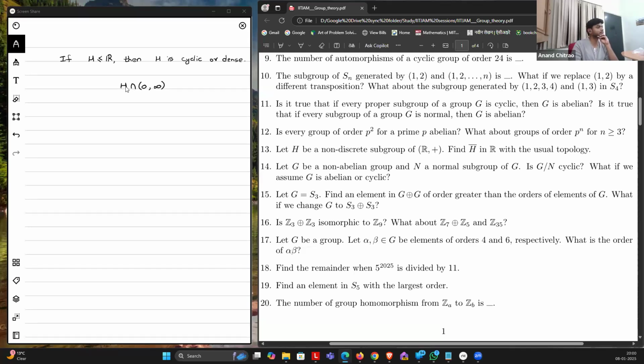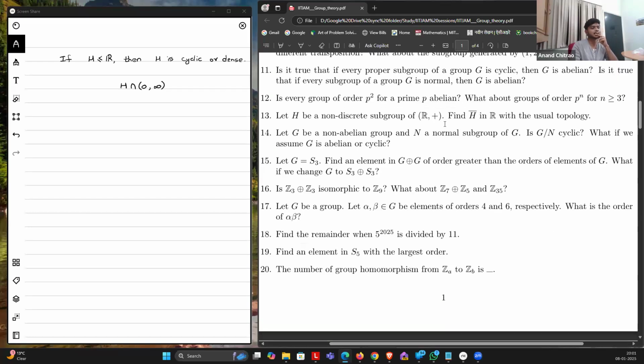So you have to look at the infimum of the set H intersection 0 comma infinity. If that infimum is positive, then H is cyclic. If the infimum is 0, then H is dense. Now, cyclic subgroups are discrete. So if you are looking for non-discrete subgroups, then the only possibility is dense. So then what is H bar, the closure of H in R? It is R. A subset is dense if and only if its closure is the full space.